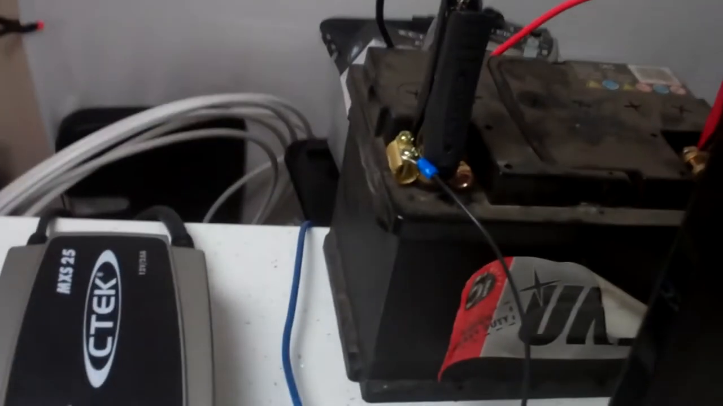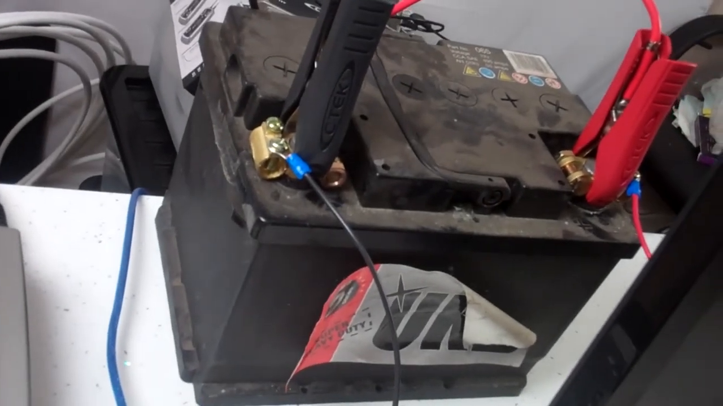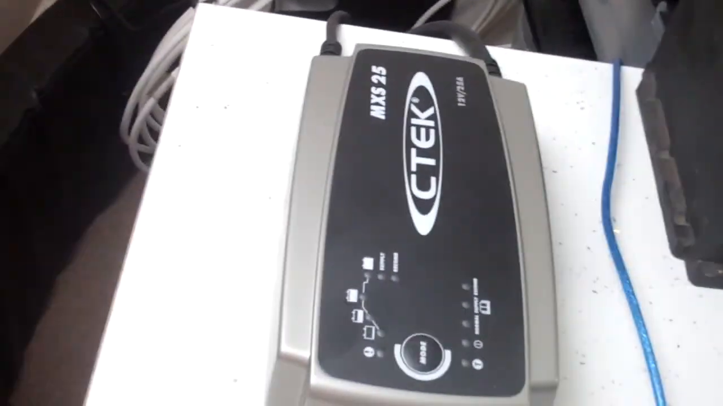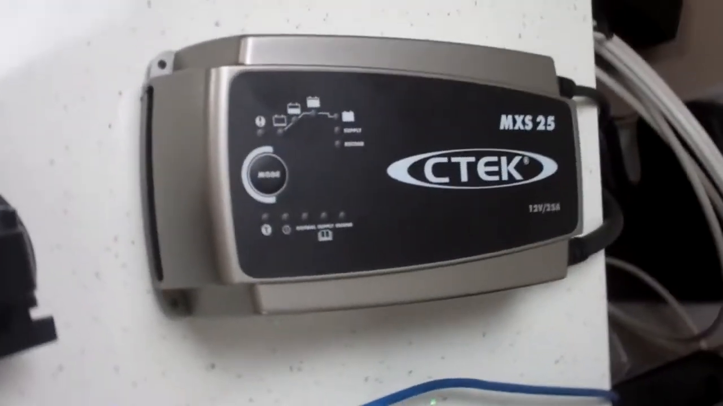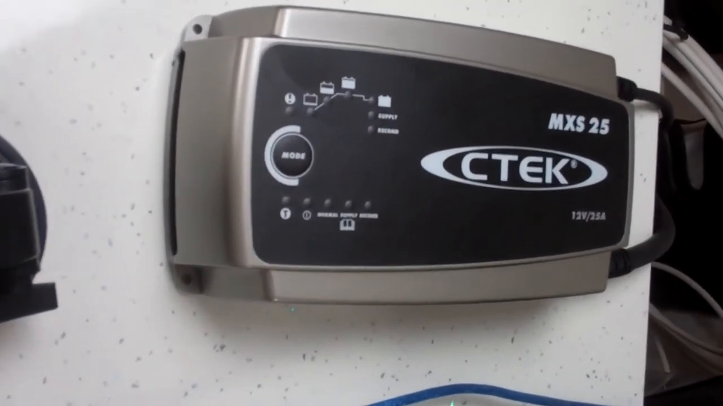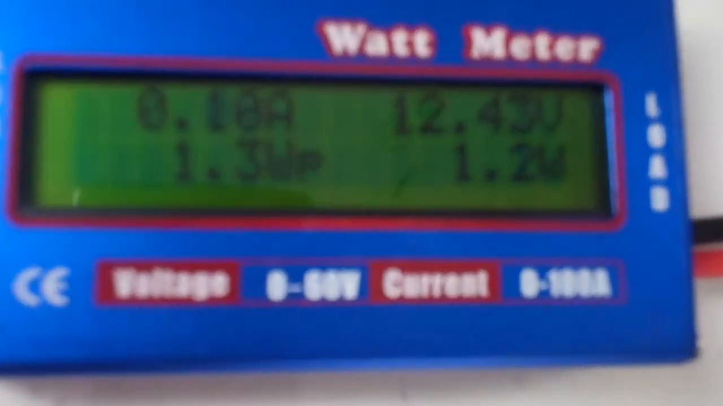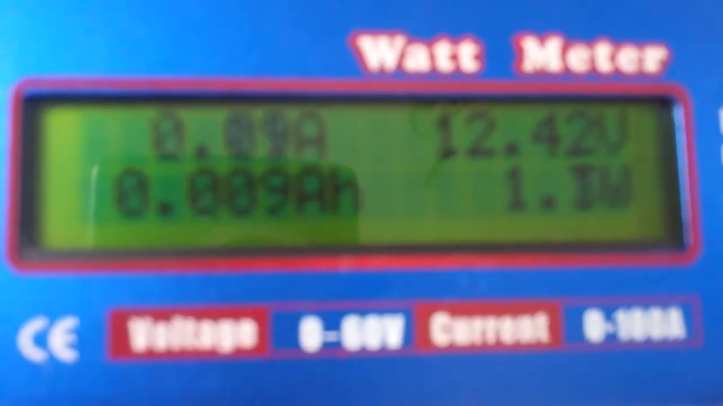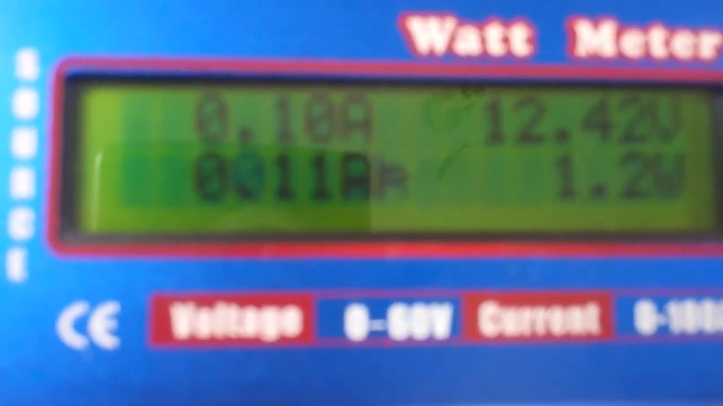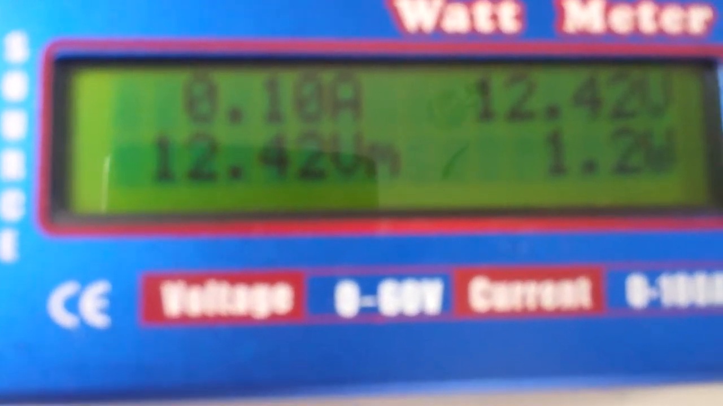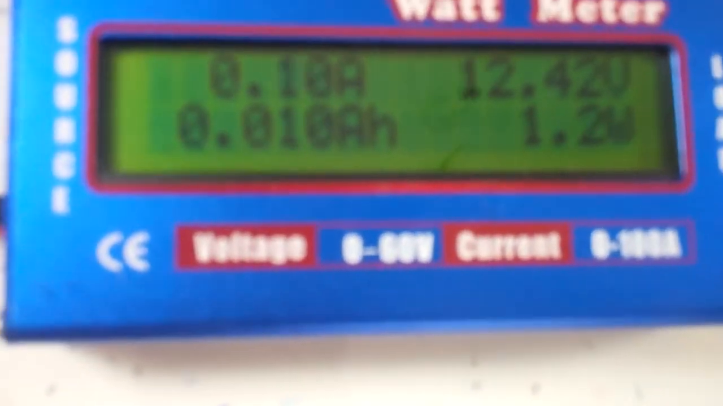This is all wired off an old car battery at the moment, and although that's my charger actually that's going in the motorhome, the C-Tech MXS25, that's not switched on at the moment. That's just a watt meter to show what sort of drain we're getting. Now everything's on standby at the moment, and you can see from the figure in the top left corner we're at about 0.1 amps, which I don't think is too bad actually for something on when it's all on standby. That's the monitor, the screen and everything.